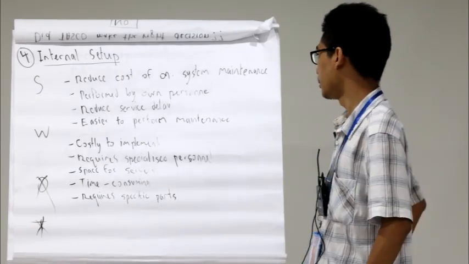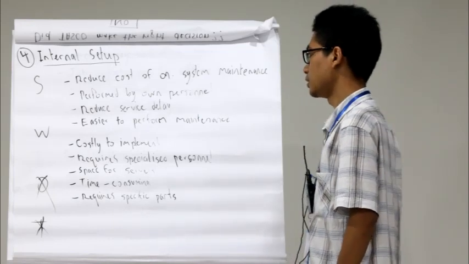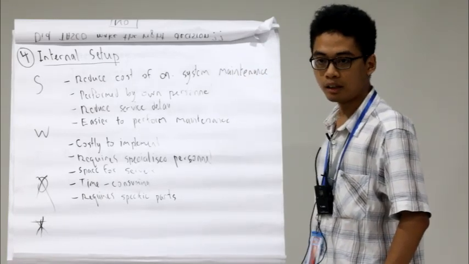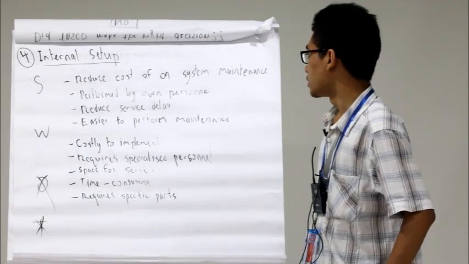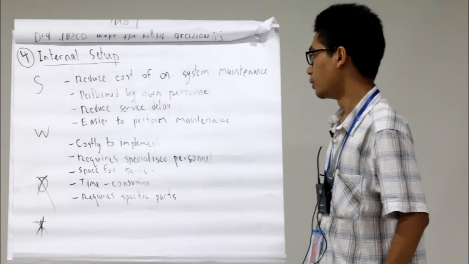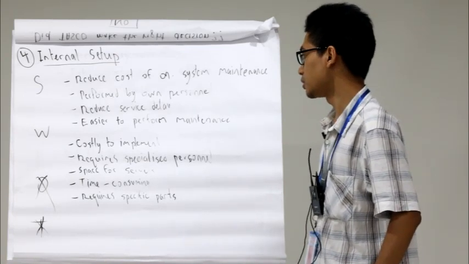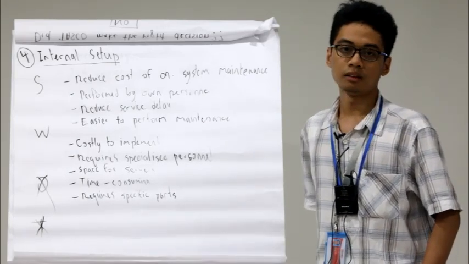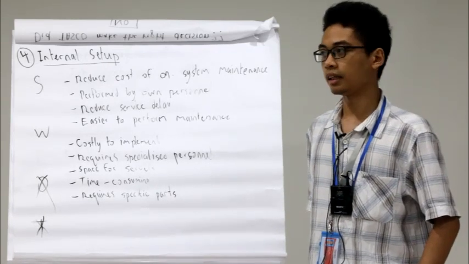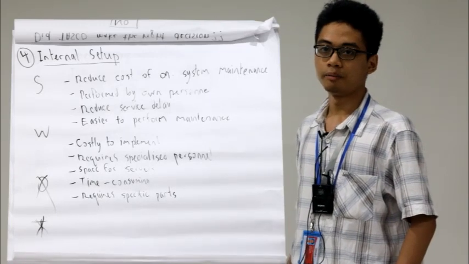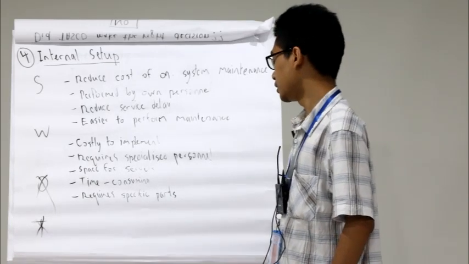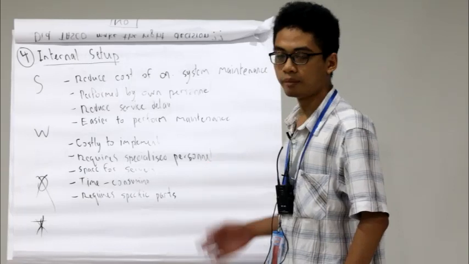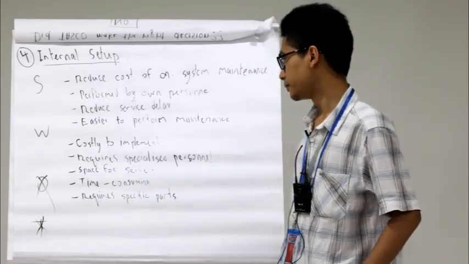own internal maintenance team. The second strength is it is performed by our own personnel, which means it also reduces the cost on hiring an outside maintenance team. The third strength is it can also reduce service delay. By having our own internal online system maintenance team, we can cut the time for the team to prepare the repairs. The fourth strength is that it is easier to perform the maintenance as it is done by our own personnel and can be observed more personally.